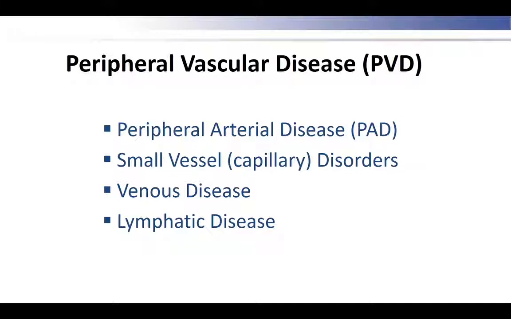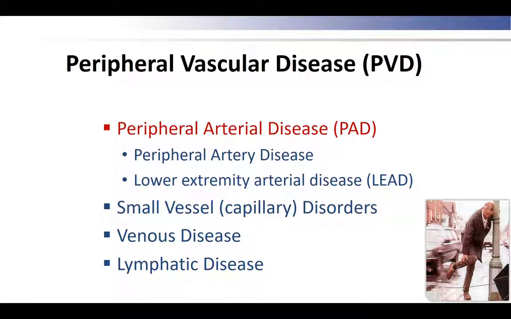Now, a lot of people use the term peripheral vascular disease when they really mean peripheral arterial disease. And as a vascular physician, I see carotid disease, aortic disease, upper limb, lower limb, small vessel, venous, and lymphatic disease. What I'd like to talk to you about today is peripheral arterial disease.